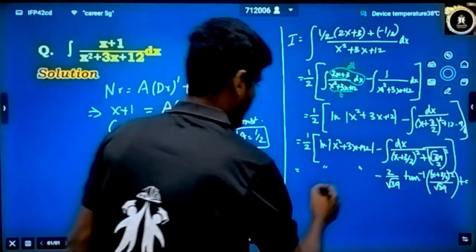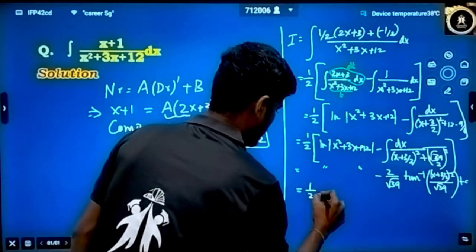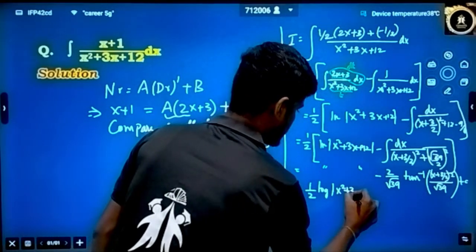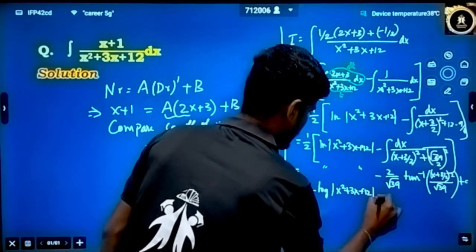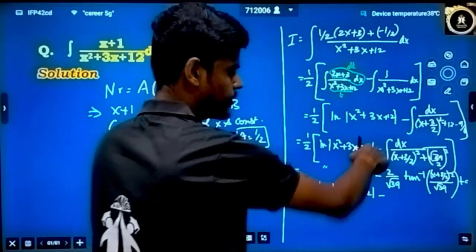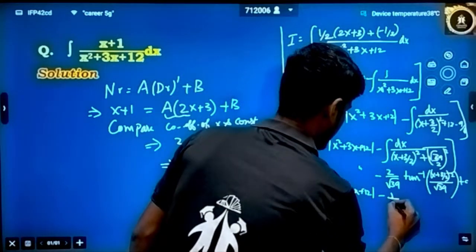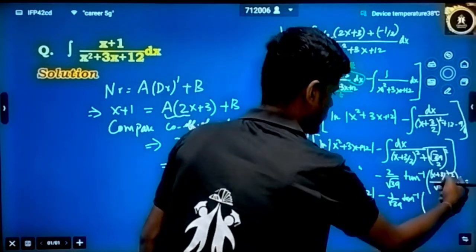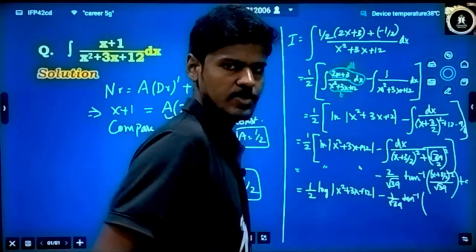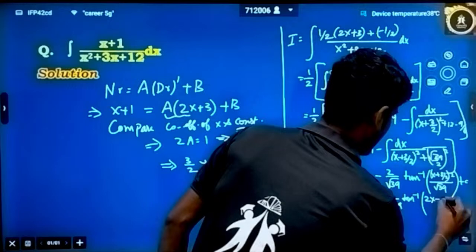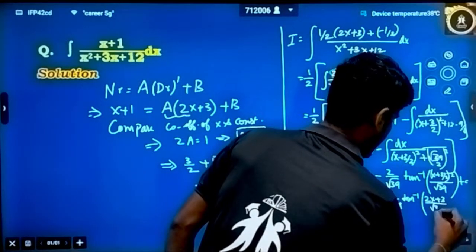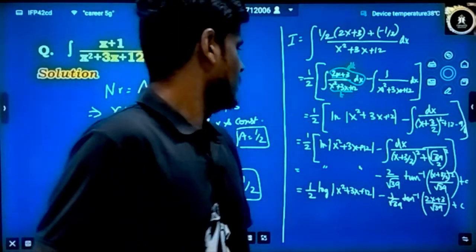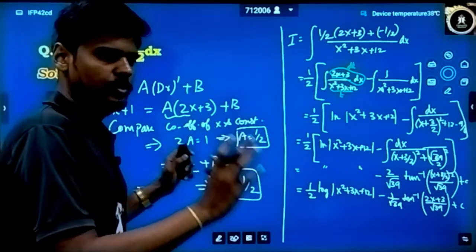So now multiply by half, we will get 1 by 2 log modulus x square plus 3x plus 12 minus, half into 2 will get cancelled out. We will get 1 by root 39 into tan inverse of, again 2 will get multiplied, so we will get 2x plus 3 divided by root of 39 plus c. That is it. So why do we do this?